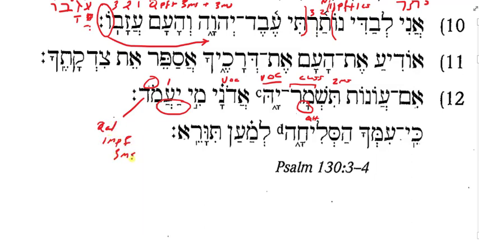And 3ms. Now, how have we been translating imperfects usually? Just simple future, right? Who will stand. But it does seem very likely that this is one of the modal nuances of who could do it, right? What's the possibility of standing if the Lord is marking down our iniquities?